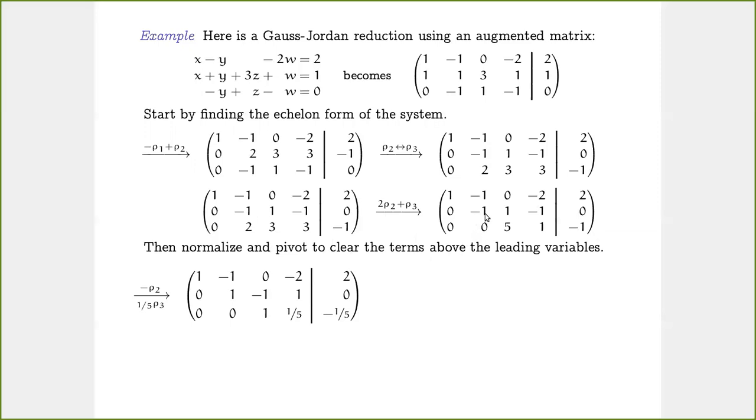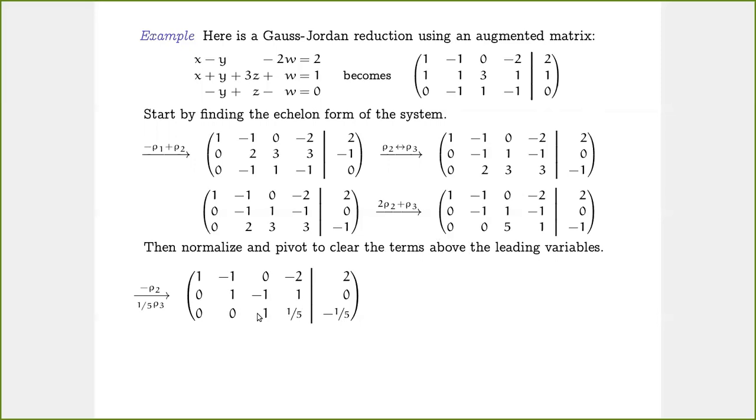Here it's going to be easiest to normalize each row first. So we multiply the second row by -1, we have 1, -1, 1. And we also normalize this last leading term to be 1. So here we have it with all the leading terms normalized to be 1 at the cost of a fraction over here.